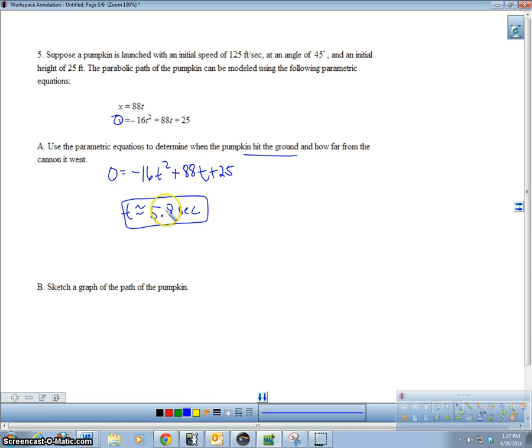And then once you know the time it takes to hit the ground, you're going to plug it into x, because that tells you how far the pumpkin goes away from the cannon. So you do 88 times 5.8, and you're going to get about 510.4 feet from the cannon.